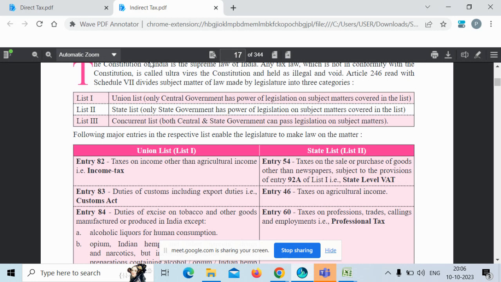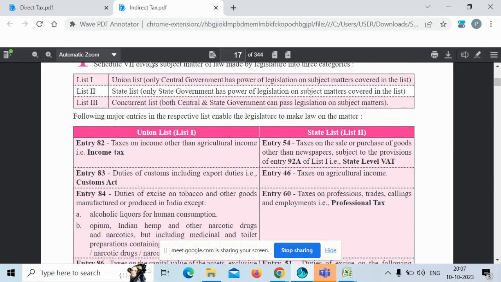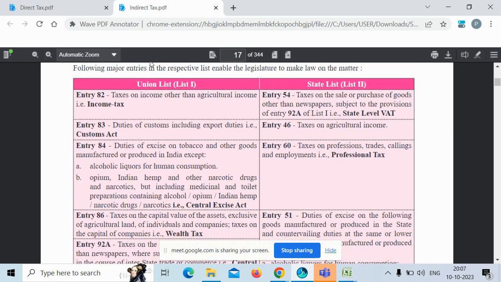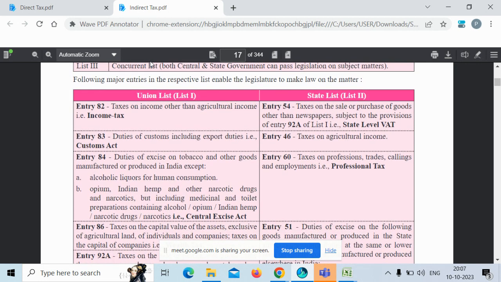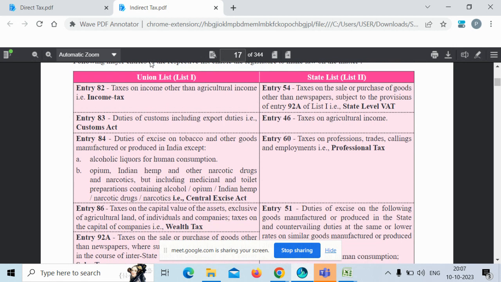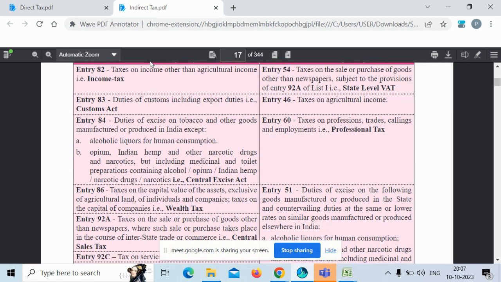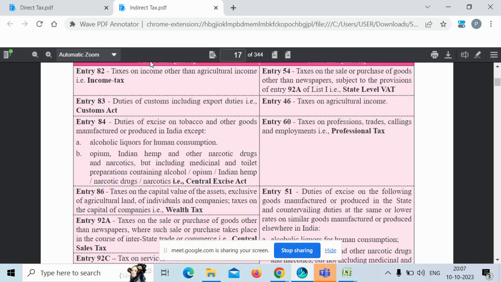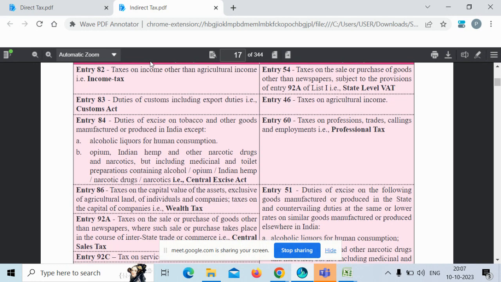The following major entries in the respective lists enable the legislature to make law on the matter. So under the Union list and state list, they have given you 3-4 entries each. Entry 82, taxes on income other than agricultural income, that is income tax. Then 83, duties of customs including export duties, that is the Customs Act. Then 84, duties of excise on tobacco and other goods manufactured or produced in India except alcoholic liquor for human consumption, opium, Indian hemp and other narcotic drugs and narcotics, but including medicinal and toilet preparations. Based on these entries we levy taxation.